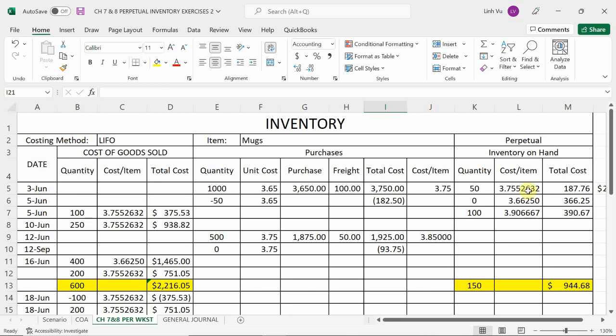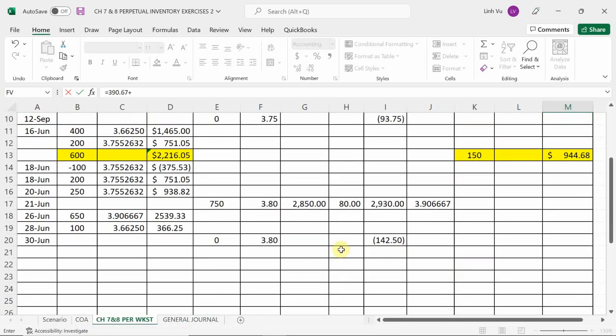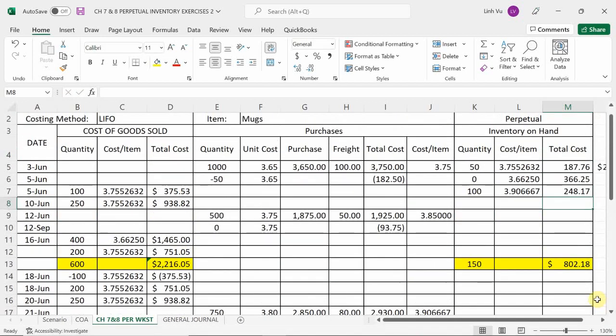The last batch of 100. We're going to apply it to the last batch of 100. So that means whatever 390.67 is, 390.67 minus this, in this case I have to add it, the discount of the $142.50, right, to give me a remainder of $248.17. And what do I have to do here?